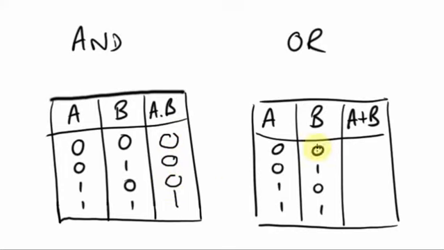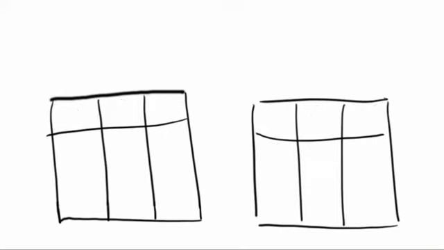For OR, the output is 1 if either A is 1 or B is 1. So these will be 1, and so it will be 0 there. Notice how these are written. AND is A dot B, and OR is written A plus B. Now let's have a look at a few that you might come across.